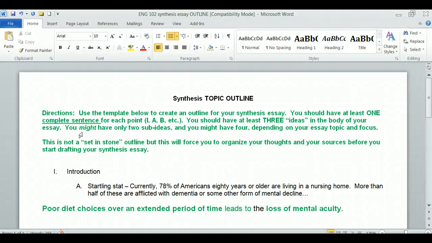Mrs. Wynn here. Let's go ahead and put together a topic outline for your synthesis essay draft. I've already plugged in most of my information. Your goal here is to just get your ideas organized and to come up with topic sentences for your body paragraphs. Remember that each of these Roman numerals stands for a paragraph.